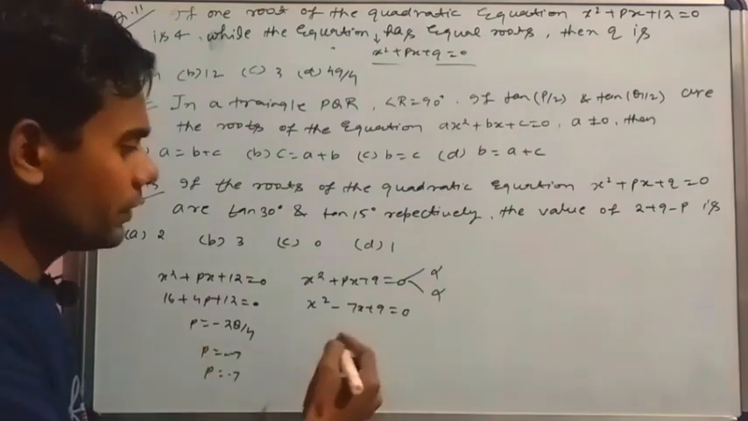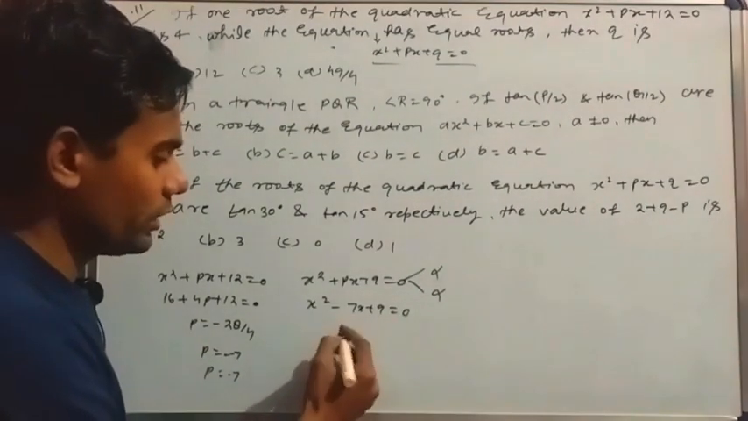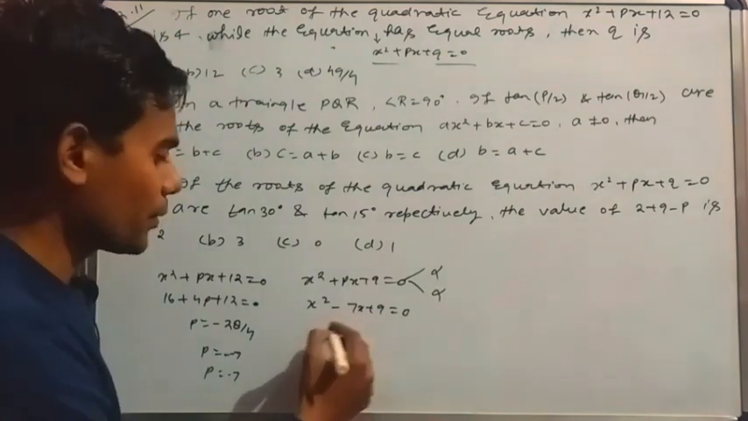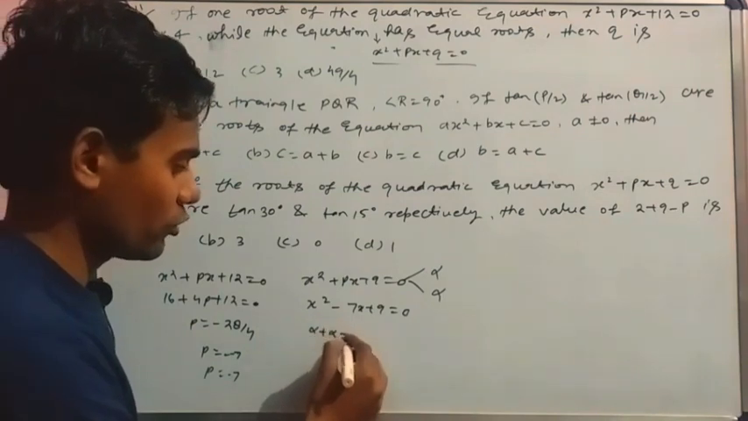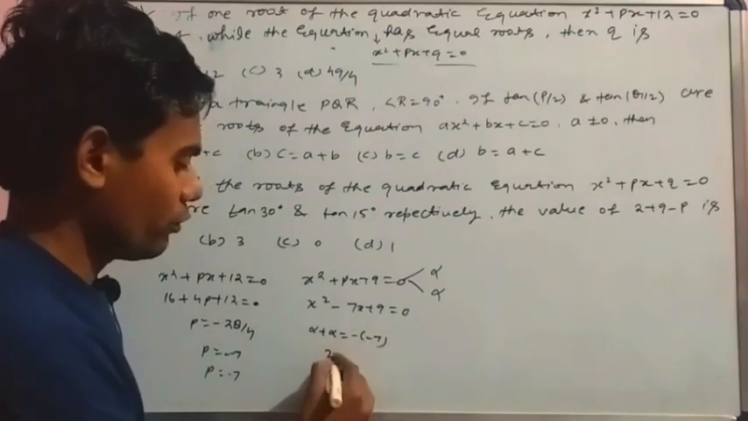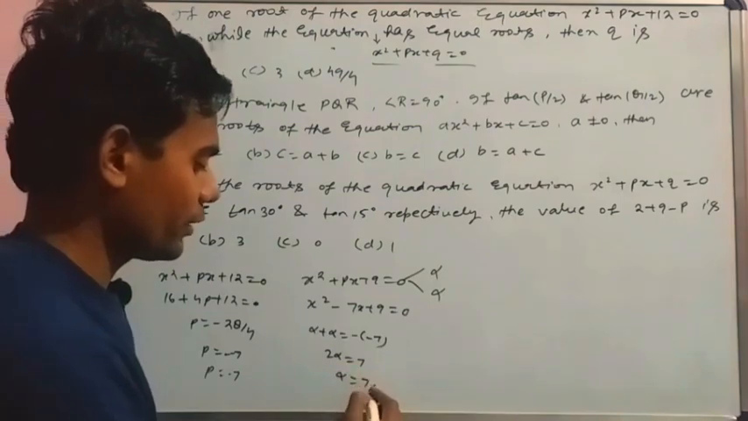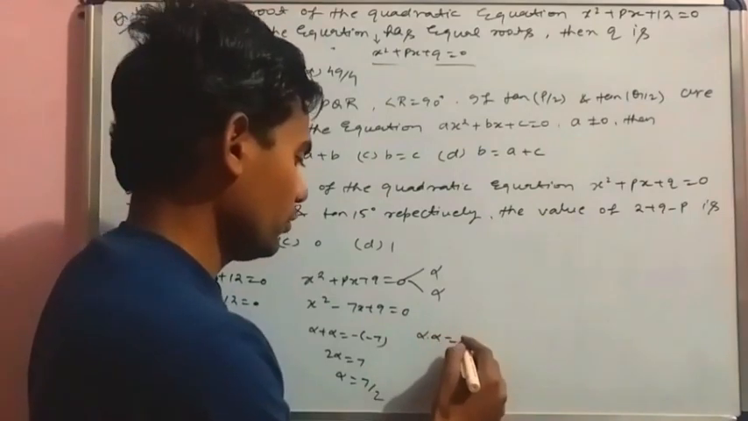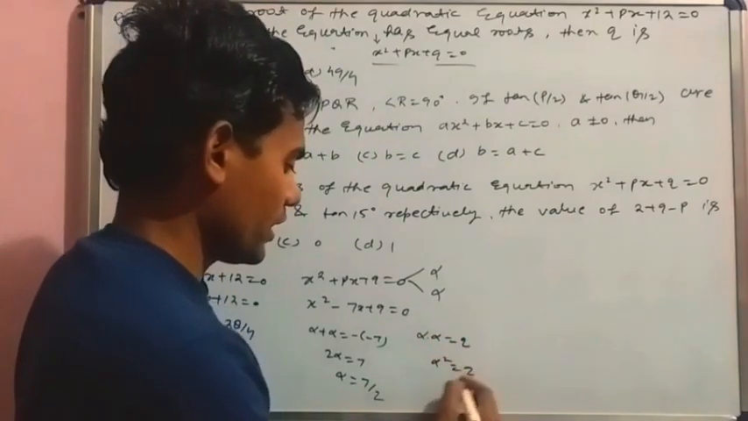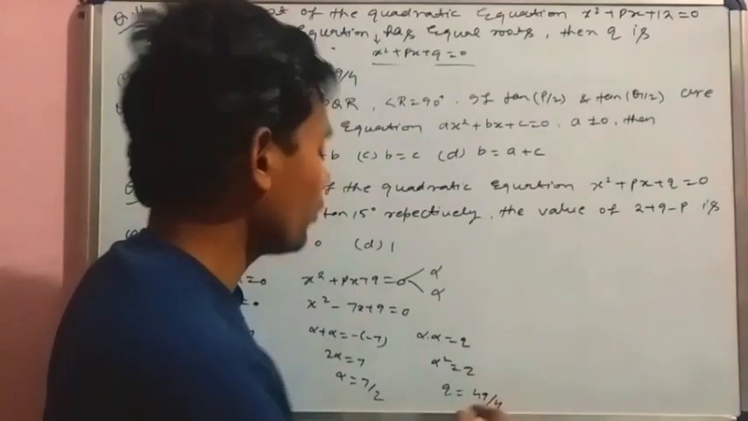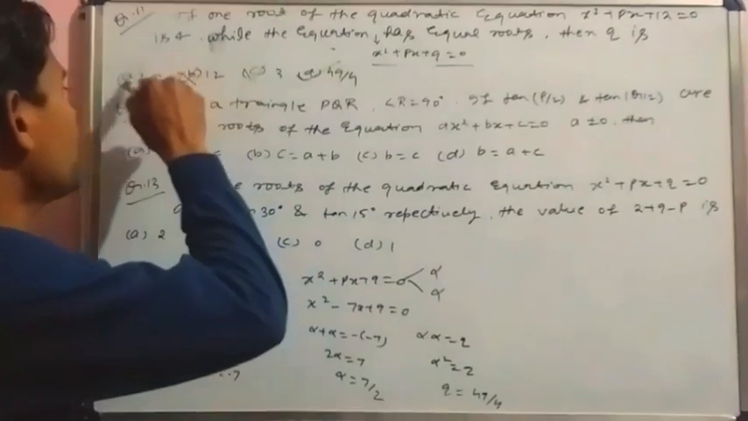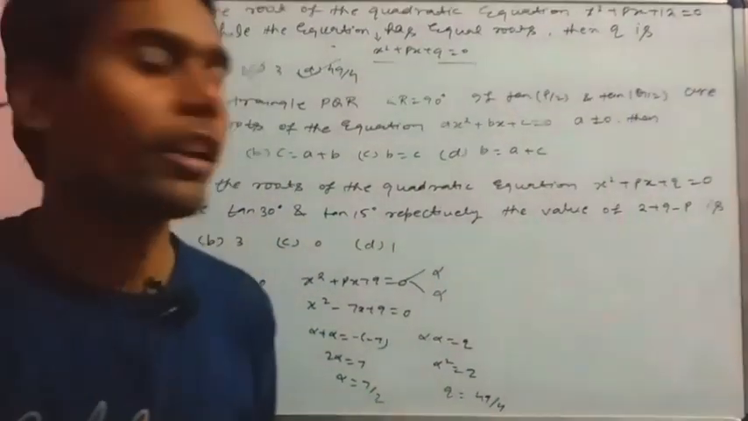Then we have to find the sum of the roots, which is equal to 7, so 2 alpha is equal to 7, means alpha is equal to 7 by 2. The product of the roots, alpha into alpha, is equal to q, so alpha square is equal to q, and q is equal to 49 divided by 4. 49 divided by 4 means D is the correct option, and A, B and C are incorrect options.